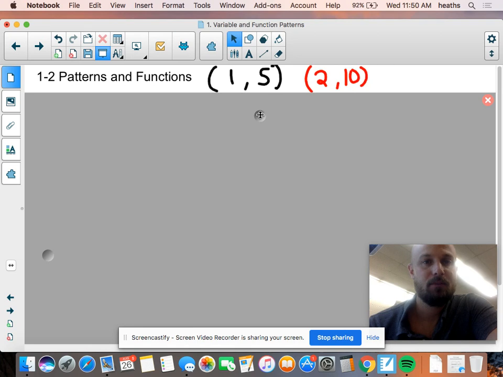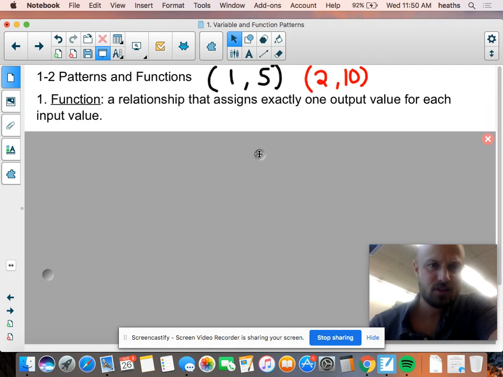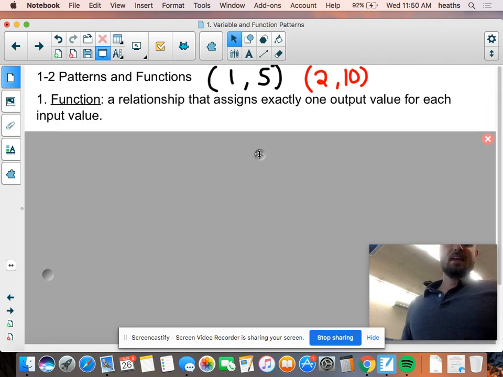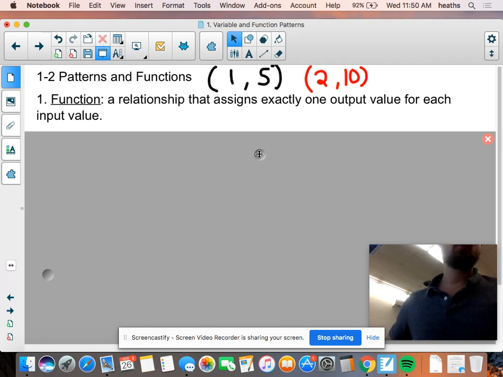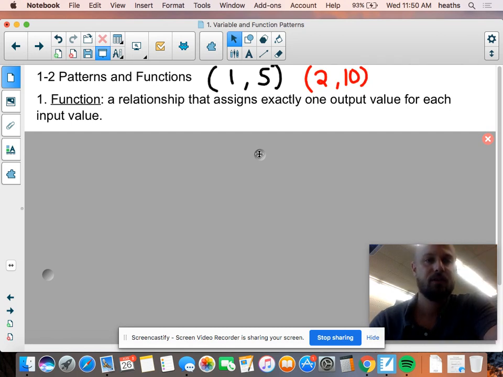Because you'll see here, first, a function is a relationship that assigns exactly one output value for each input value. I want to explain this right now, but I think you need to see a few more bullets before I can give you a good example. But just know a function is a relationship that assigns exactly one output value for each input value.